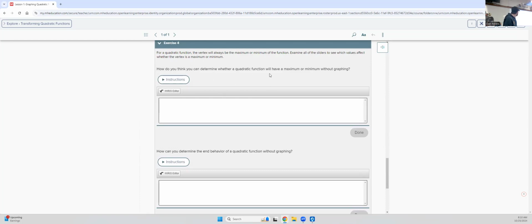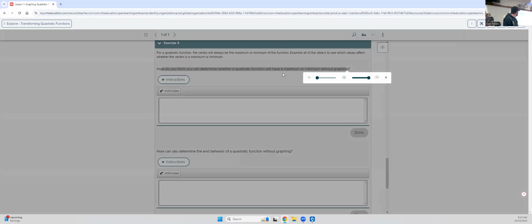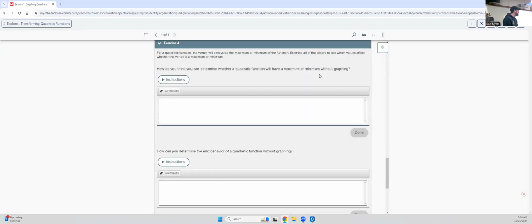How do you think you can determine whether a quadratic function will have a maximum or minimum without graphing? Look for the value of... What value determines whether it's a maximum or minimum? A. A determines whether it's a maximum or minimum. If A is positive, you have a minimum because it's a normal looking parabola. If A is negative, you have a maximum because it's upside down. So you can determine whether a quadratic function is going to have a maximum or minimum based on the number next to x squared, because that's A. If that number is positive, you'll have a minimum because it'll open upward normally. And if A is negative, it'll be upside down, which means that you'll have a maximum.